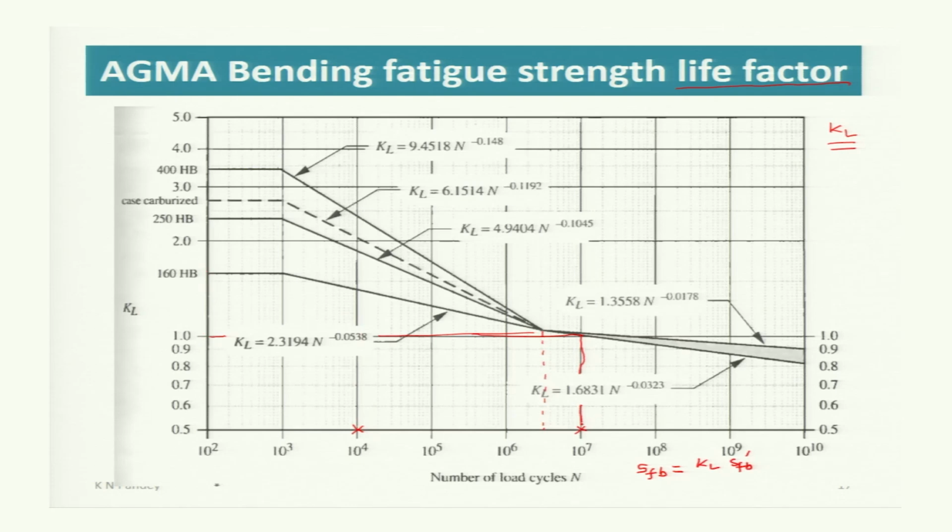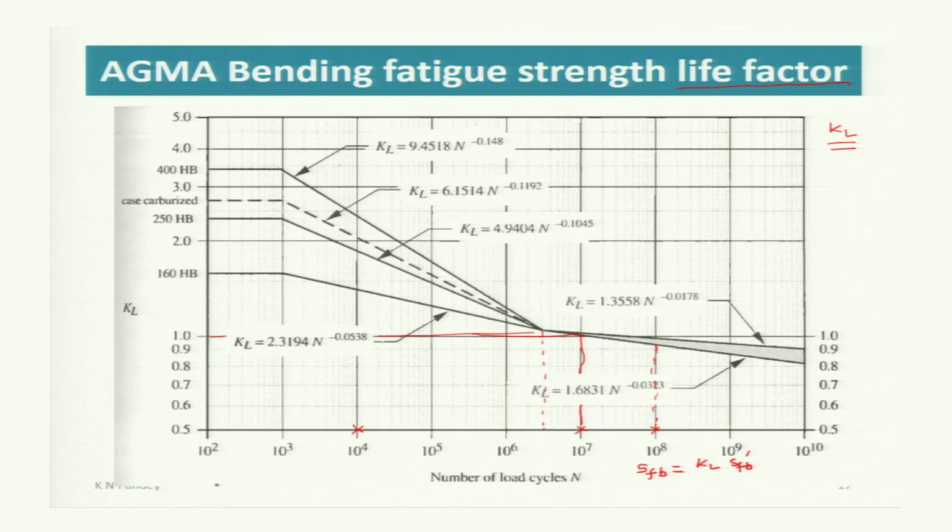But if you want to design your component for life more than 10 to the power 7, for which the value of SFB dash is given, then you will be somewhere here and the value of KL will be less than 1, and in that case your SFB will be less than SFB dash.